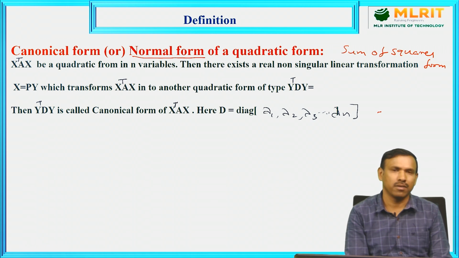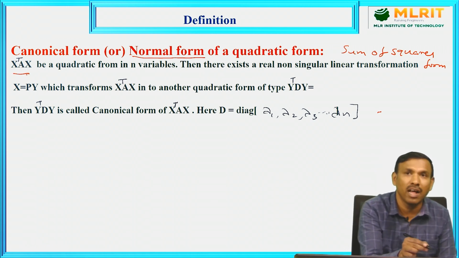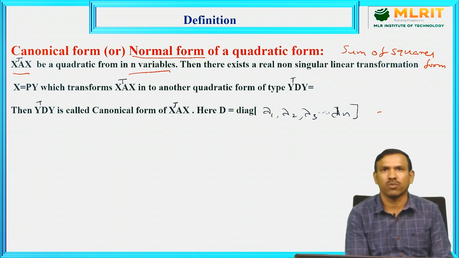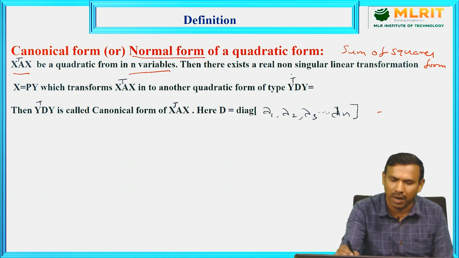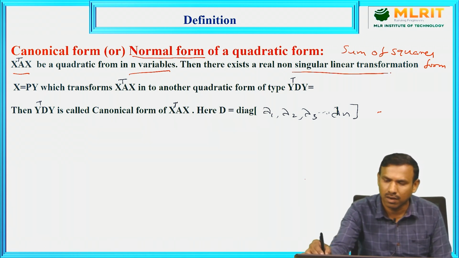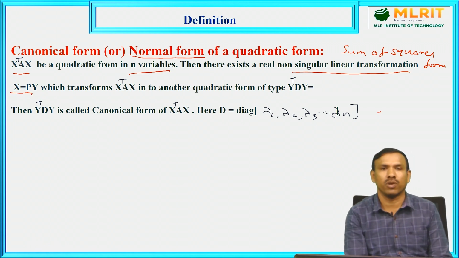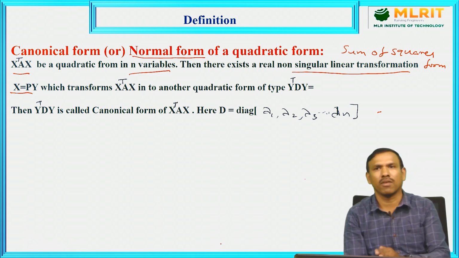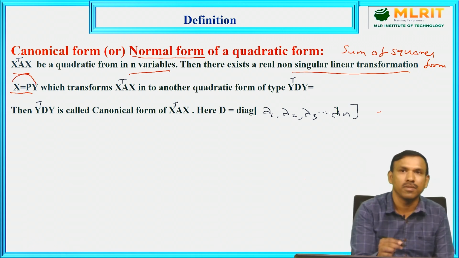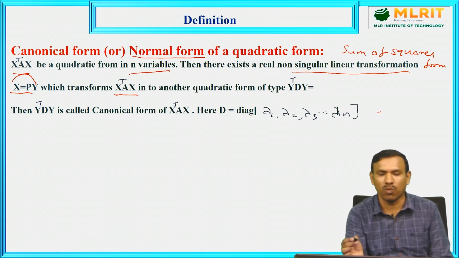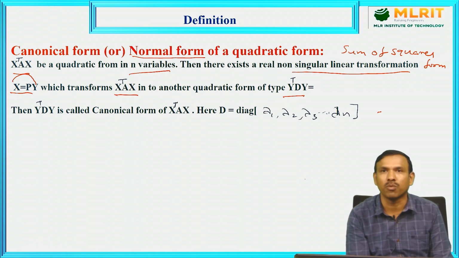Then how to define it? For the given quadratic form x transpose Ax, the quadratic form in n variables x1, x2, x3, so on, xn, there exists a non-singular transformation for that matrix. Non-singular in the sense that determinant is not equal to 0. X is equal to Py, that linear transformation, one degree variable to another one degree variable, that is x is transformed to y. So x transpose Ax becomes another quadratic form of the type y transpose Dy.